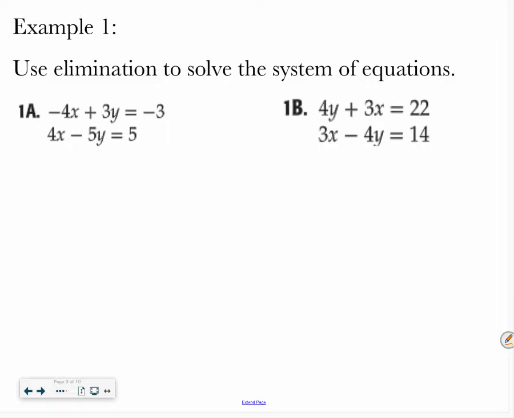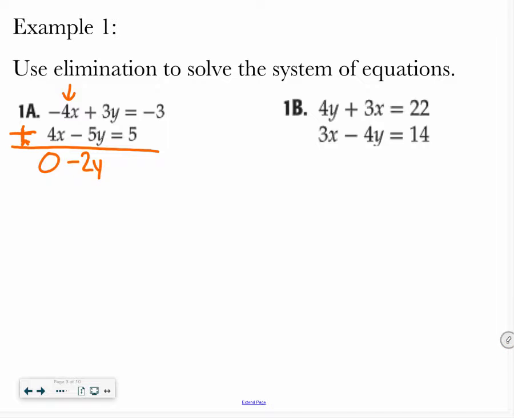What we're looking to do is get rid of one of the variables. So we want to look, if we add these two equations together, do we end up with just one variable? You look first at your x's. We have negative 4x plus 4x. Negative 4 plus 4 makes 0, right? So that's awesome. We got rid of our x. And then we're left with 3y plus a negative 5y. 3 plus a negative 5 gives me negative 2y.